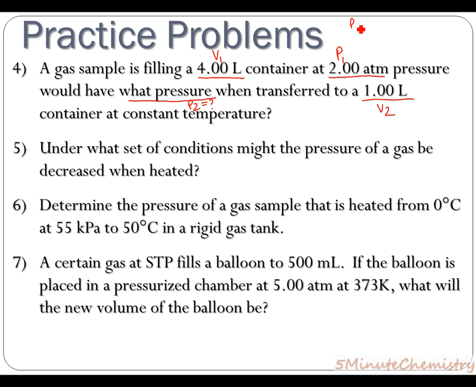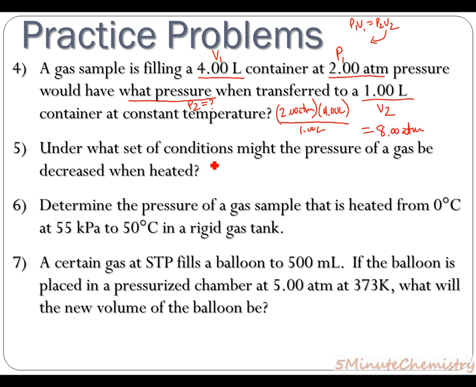So since we know P1 V1 is P2 V2, when you plug these in, you'll get 2 atmospheres times 4 liters is equal to P2 V2. If I'm solving for P2, we'll divide that V2 down. So we will divide by V2, 1.00 liters, and we find that is 8.00 atmospheres as our new pressure.